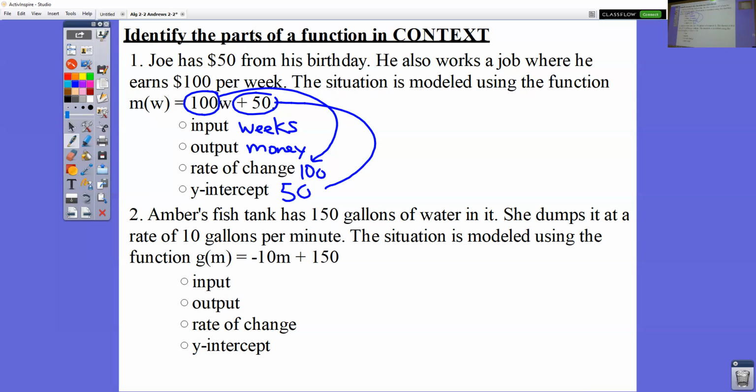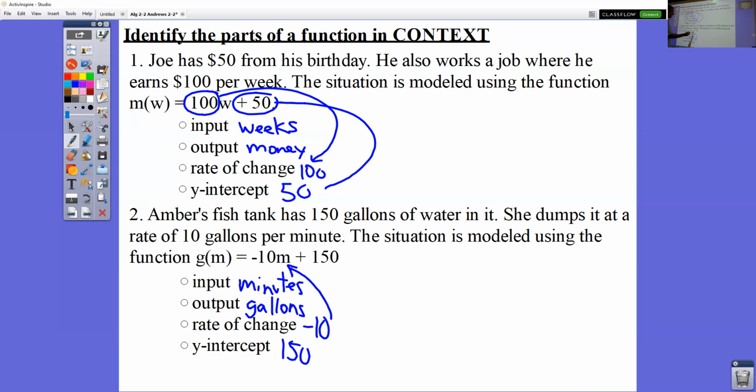Amber's fish tank has 150 gallons of water in it. She dumps it at a rate of 10 gallons per minute. The situation is modeled by G of M equals negative 10M plus 150. It's negative 10 because the gallons are coming out of it. So again, input is minutes, because that's what we're talking about in this particular problem. Our output is the gallons of water. The rate of change is negative 10 because it's decreasing by 10 gallons per minute. And the y-intercept is 150 because that's where it's starting off at.